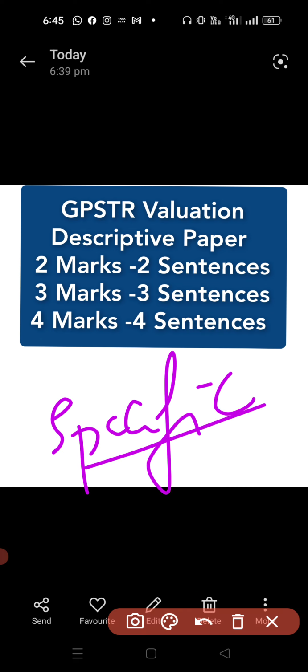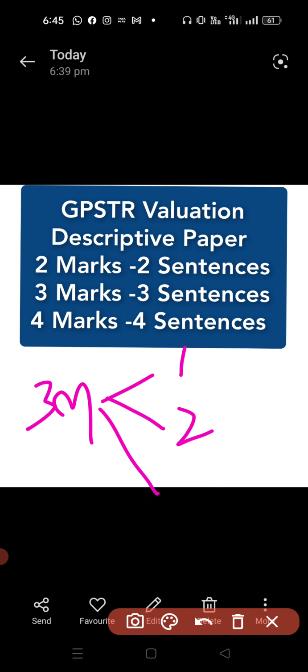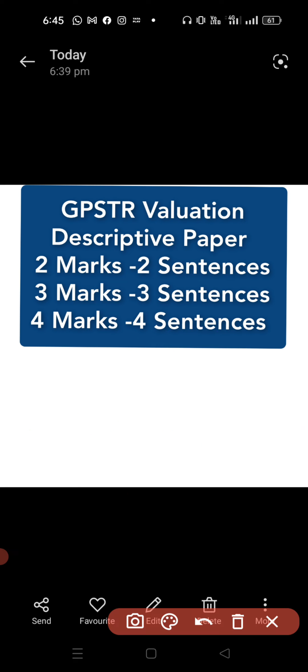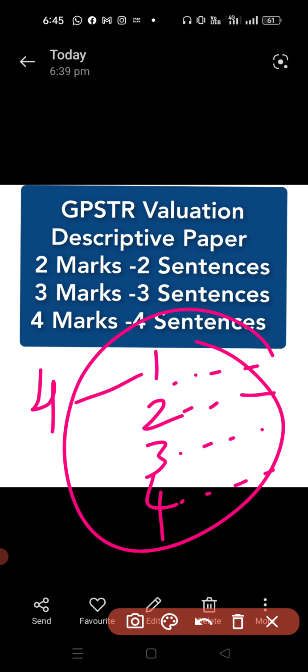Even for a 3 marks question, a good 3 sentences with proper wording arrangements will give you the 3 marks. Only 3 sentences, but they should have weightage in the words. Similarly it applies to the 4 marks question. 4 good sentences, each with proper technical words, will give you the marks.